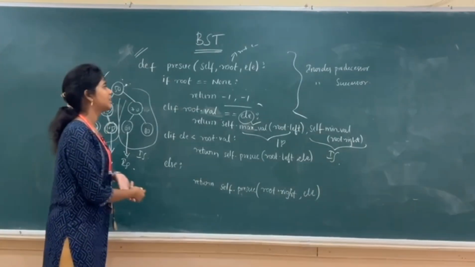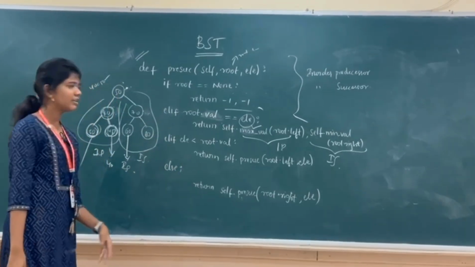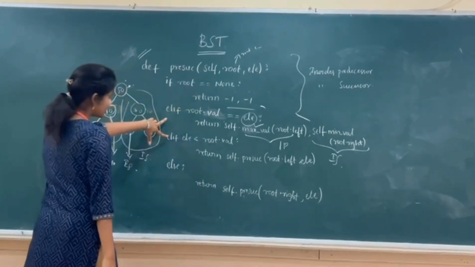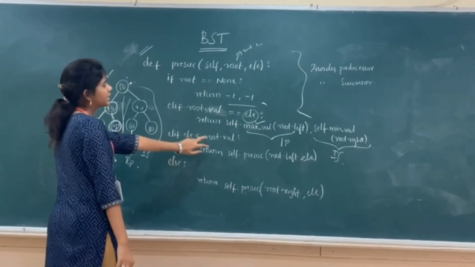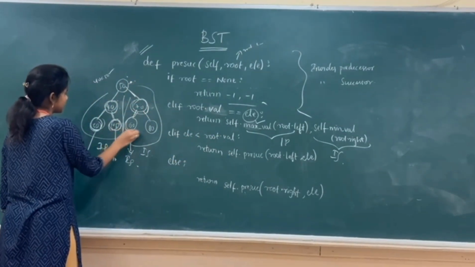This is how we'll find the in-order predecessor and in-order successor in a binary search tree. And we'll also go to the else condition if these two conditions fail. If the element is greater than root dot value, we'll go to the right subtree and check the in-order predecessor for this.